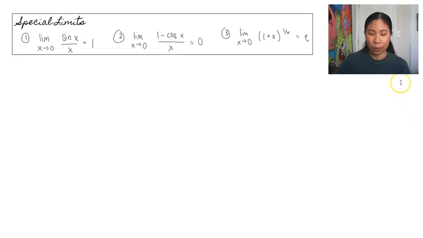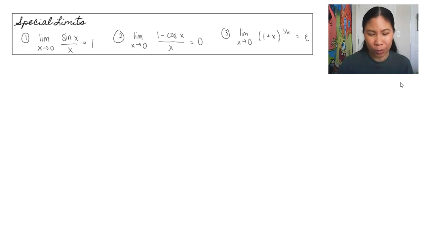We've got 3 of them. The first one is the limit as x approaches 0 of sine x over x equals 1. These are special because somebody out there came up with this answer for the limit through proofs and stuff. So I'm less interested in that. I'm more interested that you know how to use these, because these special limits are one of our methods for simplifying and solving limits.